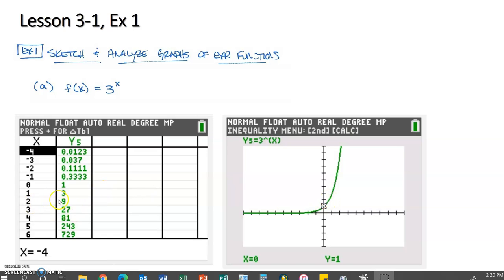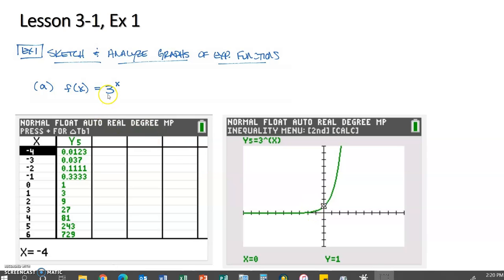What if I plug in 2? That's going to give me 9. That would be 3 squared, so 9. So 2 is way over here, and 9 is going to be up in here. But what if I plug in a negative 1? And this is where it becomes a little bit different. I plug in a negative 1 for x, and that's going to give me a 1/3.